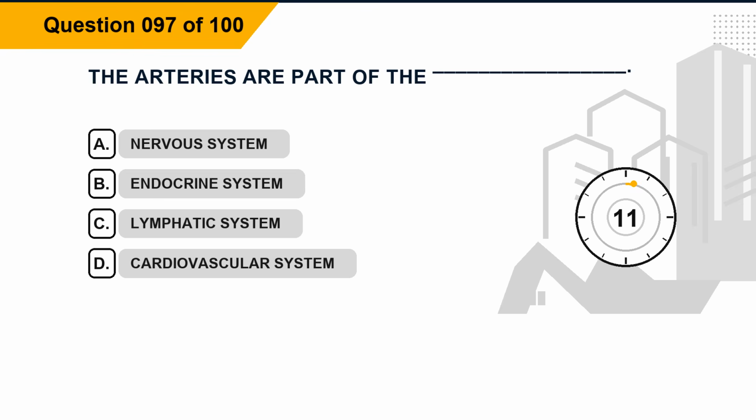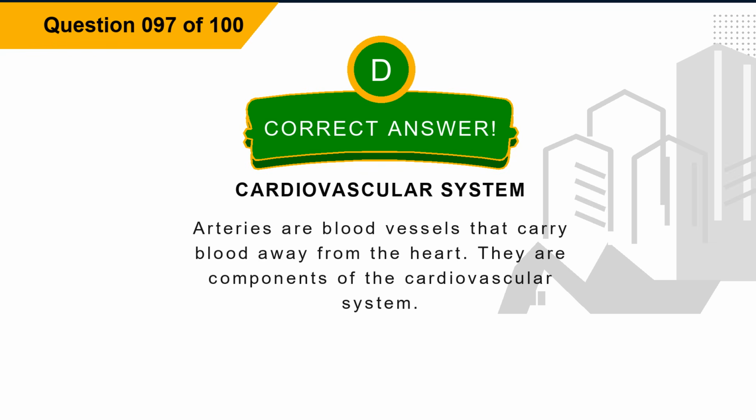Question 97. The arteries are part of the blank. Option A, nervous system. Option B, endocrine system. Option C, lymphatic system. Option D, cardiovascular system. The correct answer is option D, cardiovascular system. Explanation. Arteries are blood vessels that carry blood away from the heart. They are components of the cardiovascular system.